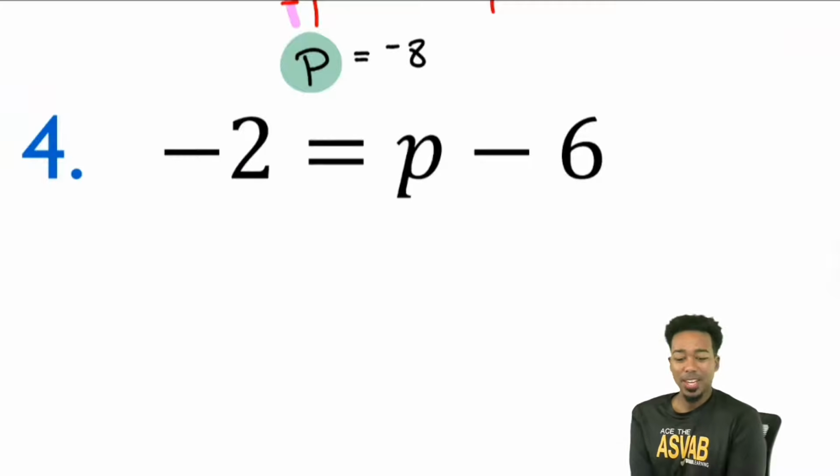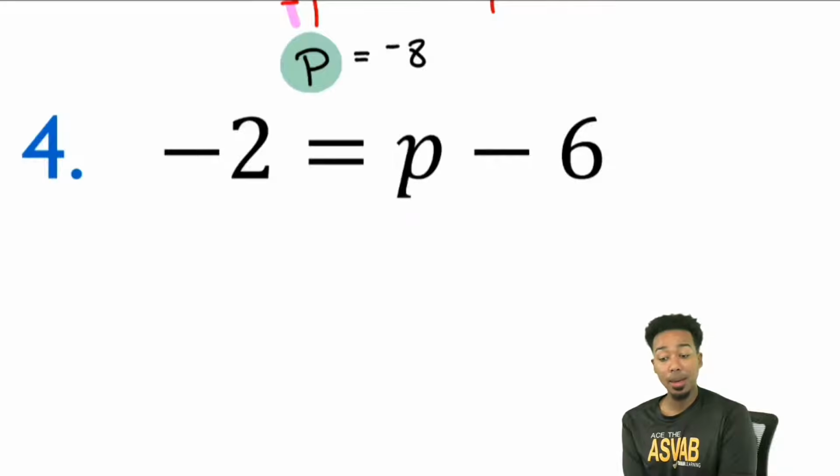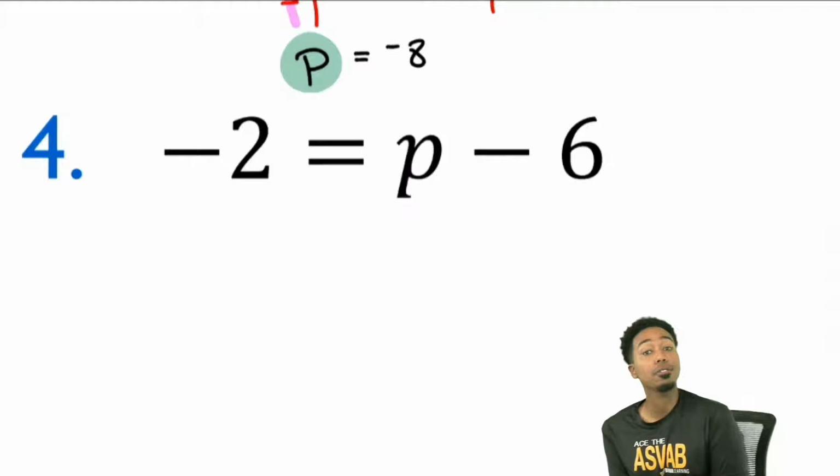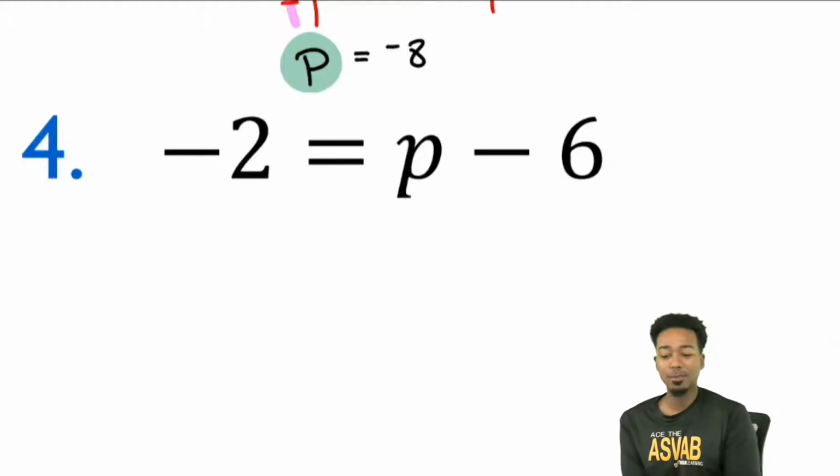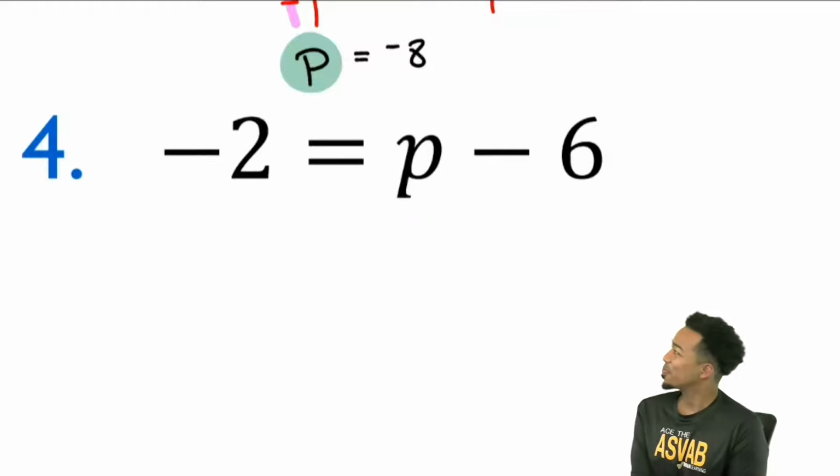So here we go. So we have -2 equals P minus 6. Yeah, Leah, feel free to ask the question. I'll go ahead and answer it. So I keep checking the chat box. I got you.